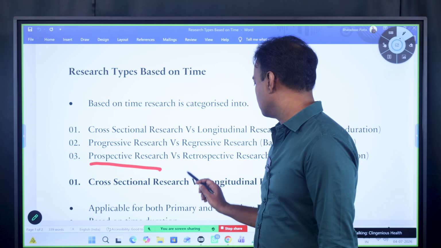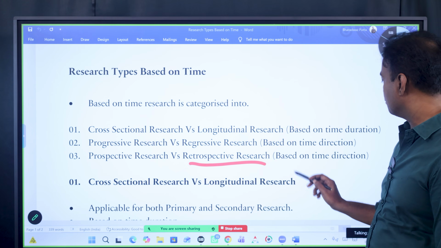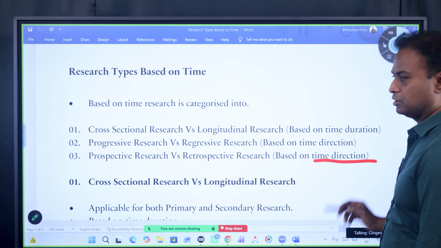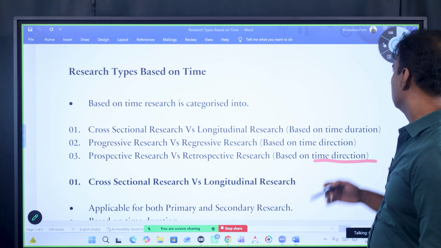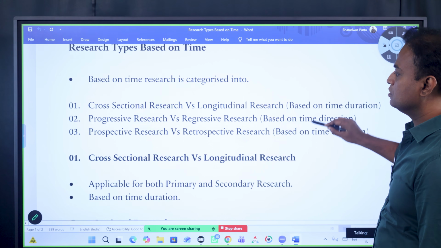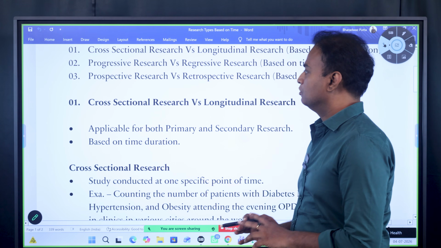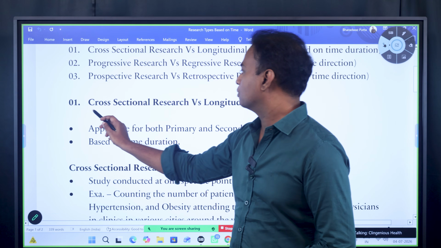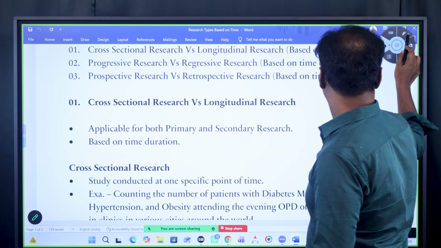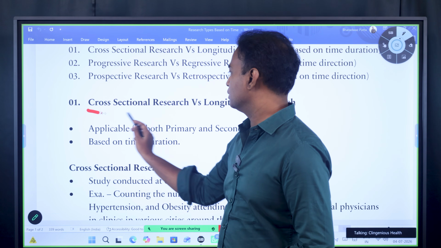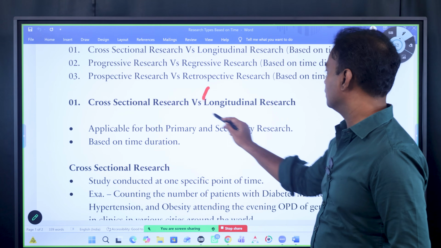Prospective research and retrospective research is also based on the time direction. Is it moving forward or is it moving backward? The first one is based on the time duration. It is classified into cross sectional research and longitudinal research. The first one is cross sectional and the second one is longitudinal.